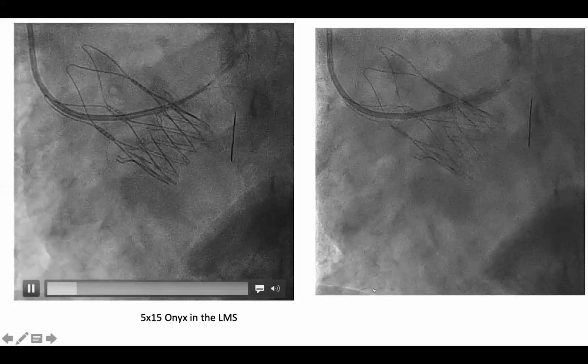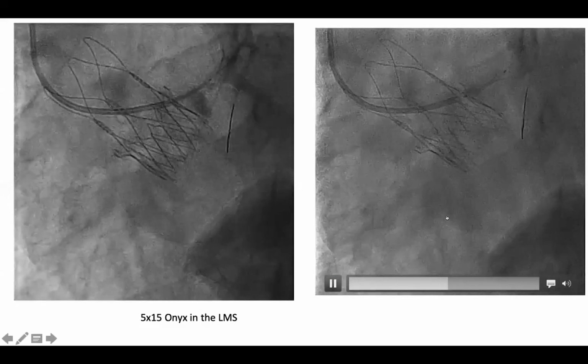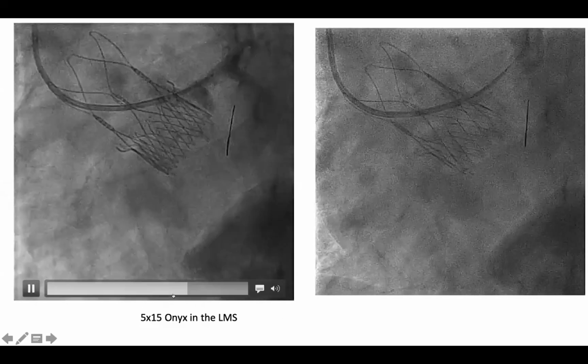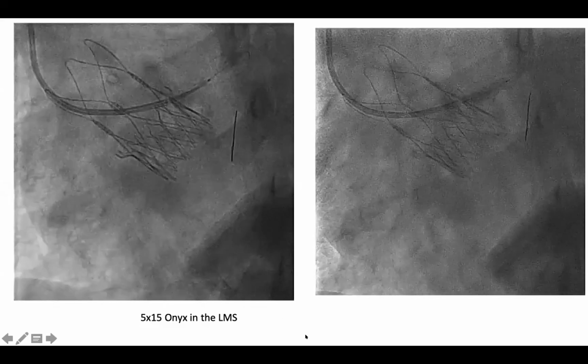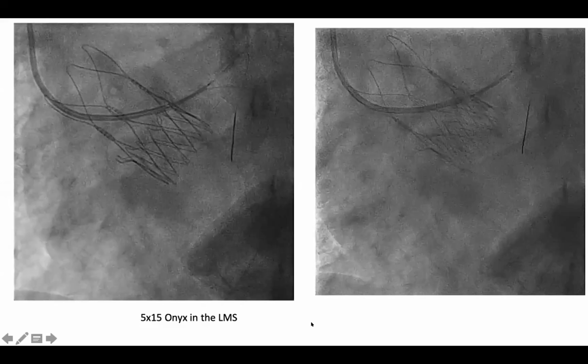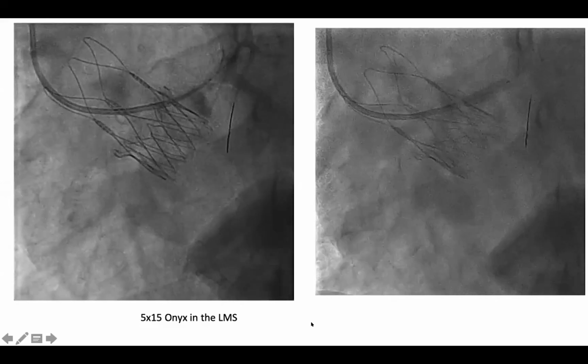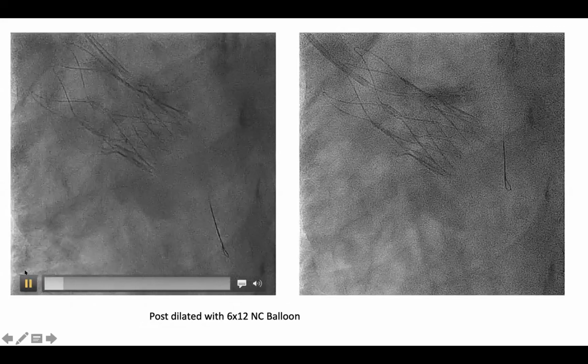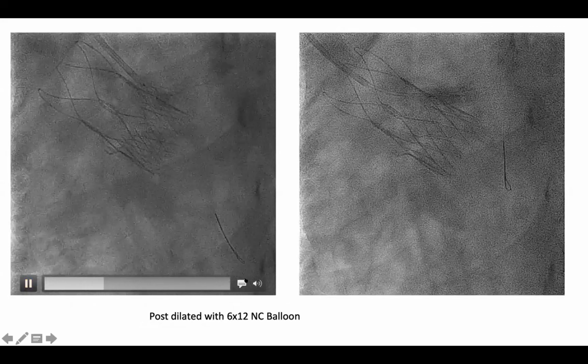So this is just, we're trying to position the stent, and deploying it. Bear in mind, it's a 5 by 15 millimeter Onyx. And then this was post-dilated with a single 6 by 12 millimeter NC balloon.